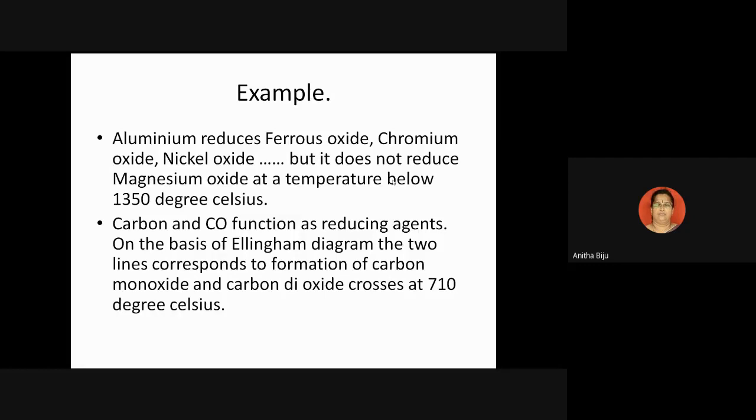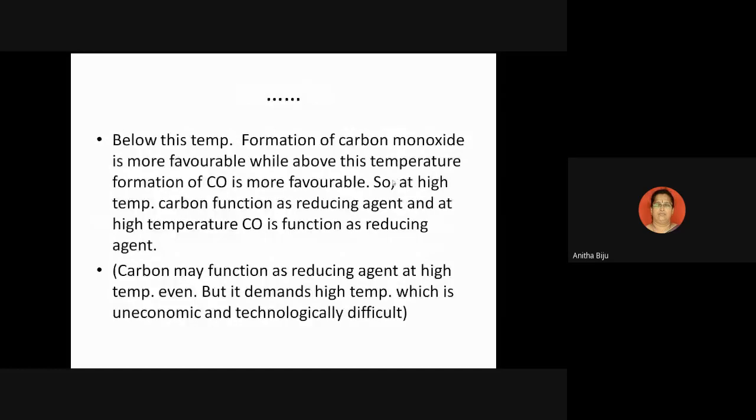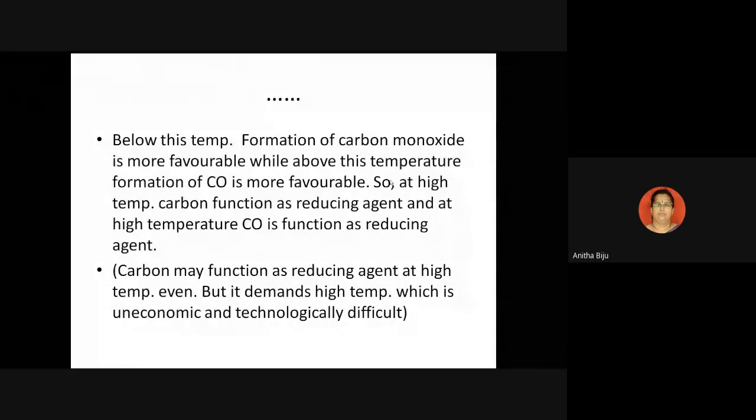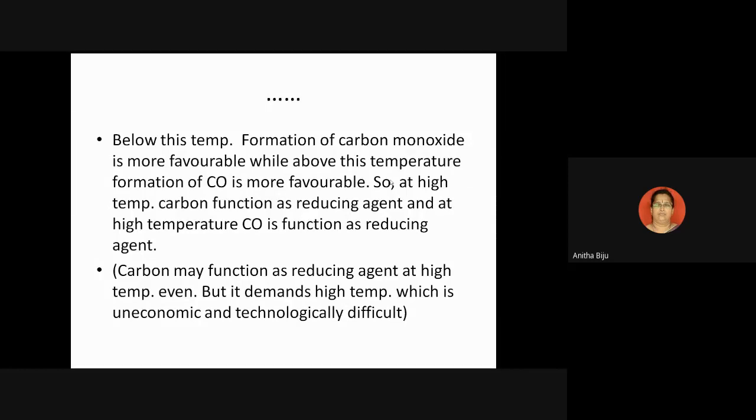Below this temperature, formation of carbon monoxide is more favorable, while above this temperature, formation of carbon dioxide is more favorable. Below which temperature? 710 degrees Celsius. CO2 I have already mentioned there, but it is not visible, that's why it is not seen here.